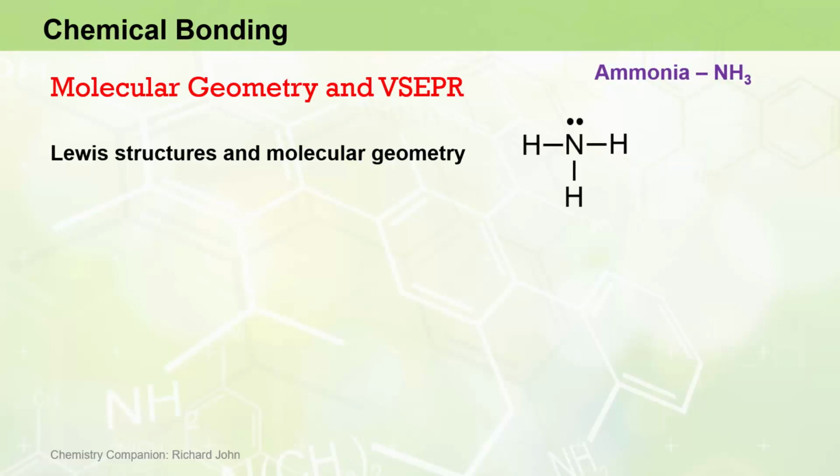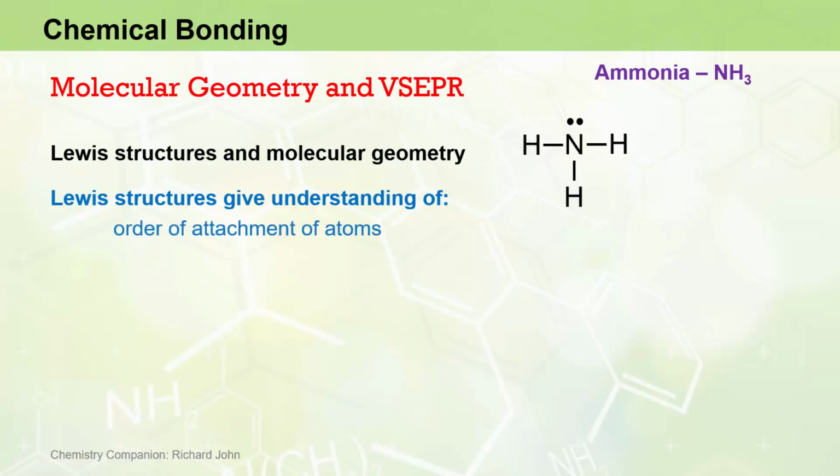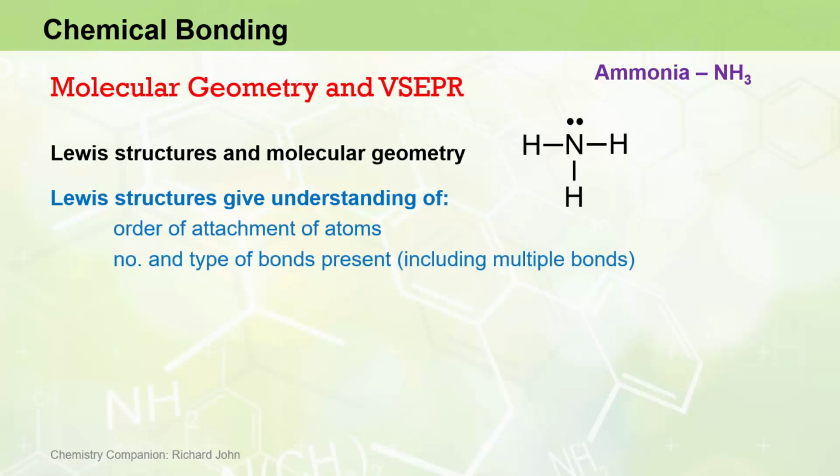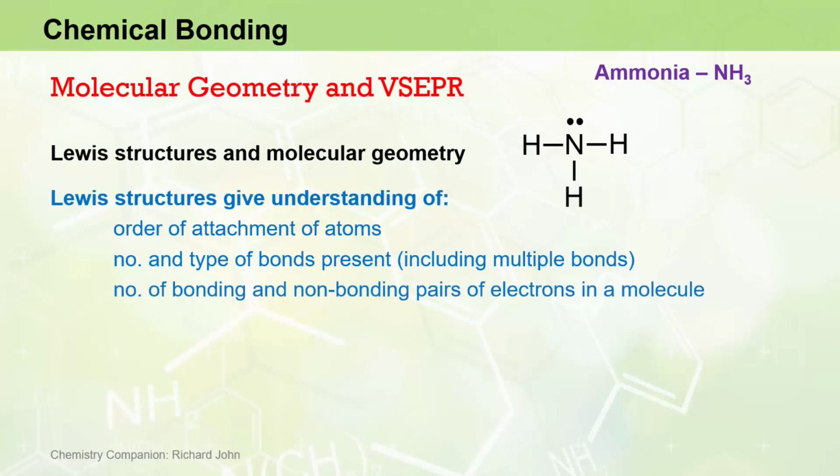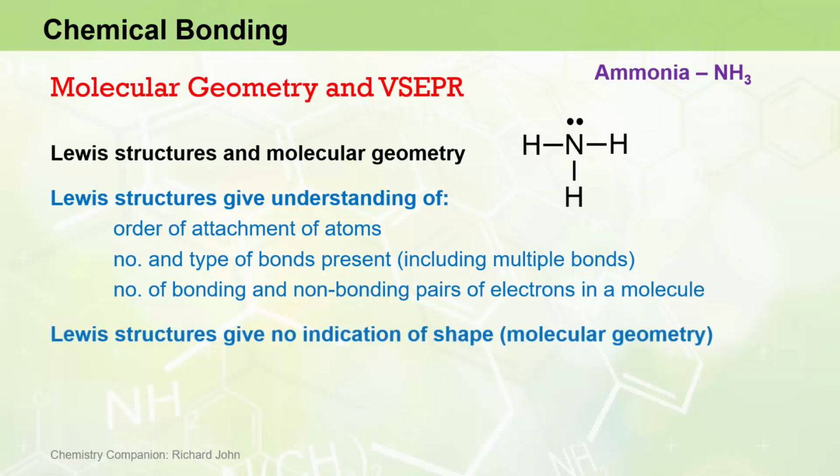Lewis structures, like the one shown here for the ammonia molecule, help us understand the structure of molecules in terms of the order of attachment of atoms, the number and type of bonds present in a molecule, including whether double or triple bonds are present. And they are also able to represent both the bonding and non-bonding pairs of electrons that exist within molecules. However, Lewis structures give us no indication of the overall shape or molecular geometry of molecules.